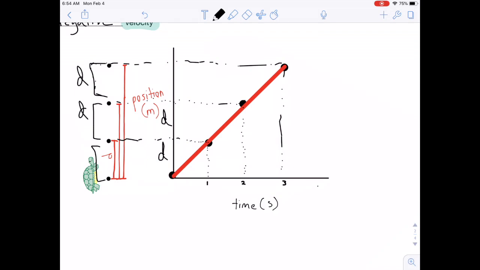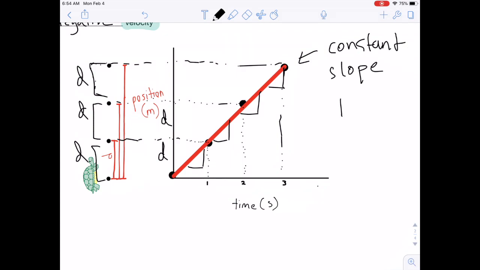D, D, D. He's traveled 3 times the distance. So if you're thinking ahead here, this looks like we're looking at slope. We can see that this guy's got a constant slope, so we know that we're traveling at a constant velocity. This is a constant slope. And we also can see from this graph that the slope is positive.